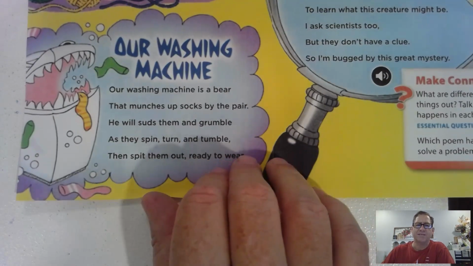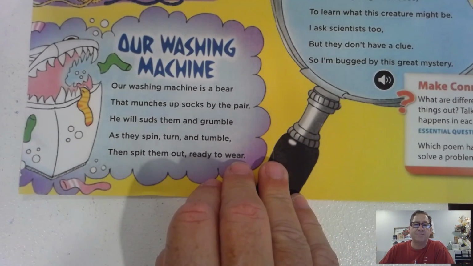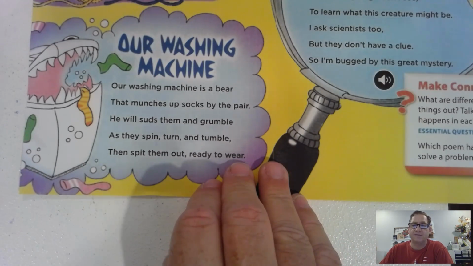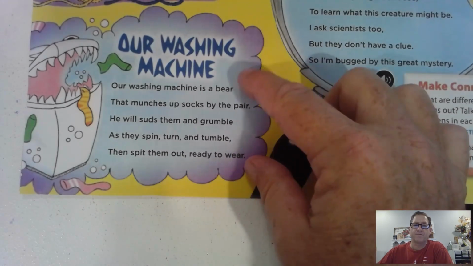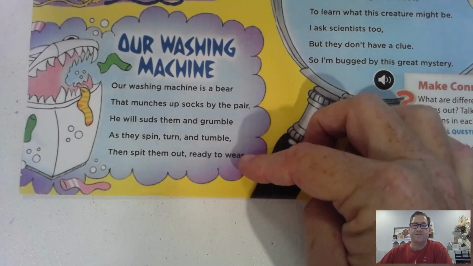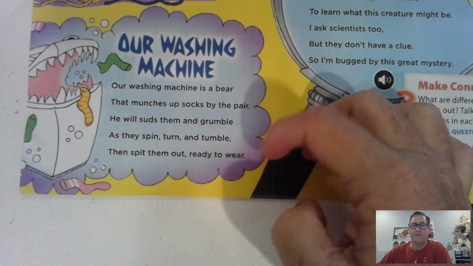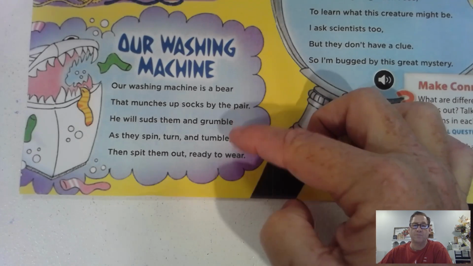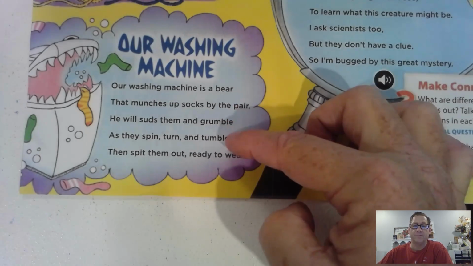Our washing machine is a bear that munches up socks by the pair. He will suds them and grumble as they spin and turn and tumble, then spit them out ready to wear. First, second, 5th lines rhyme. Bear, pair, wear. 3rd and 4th, grumble, tumble. Okay, 5 lines. 1, 2, 3, 4, 5.